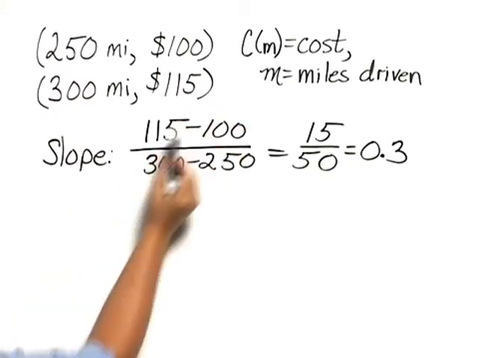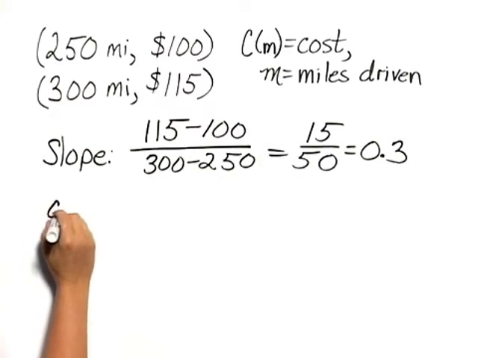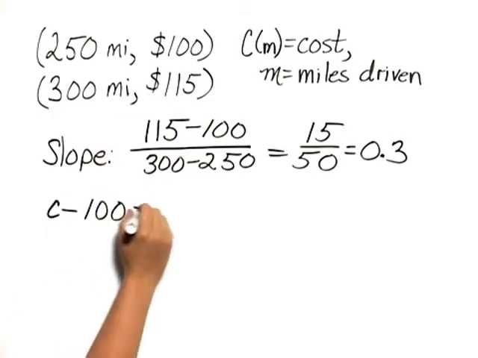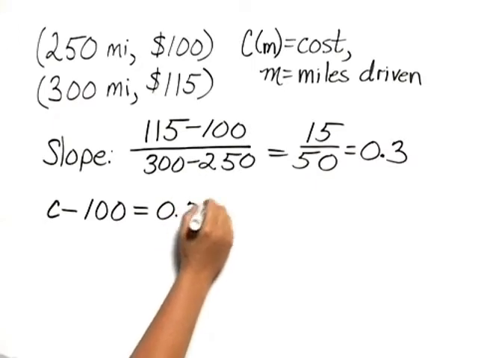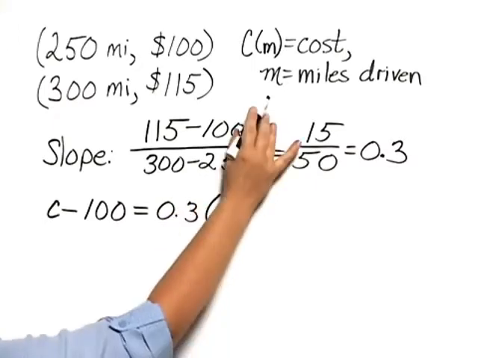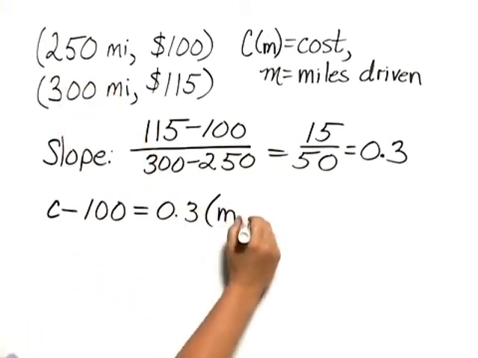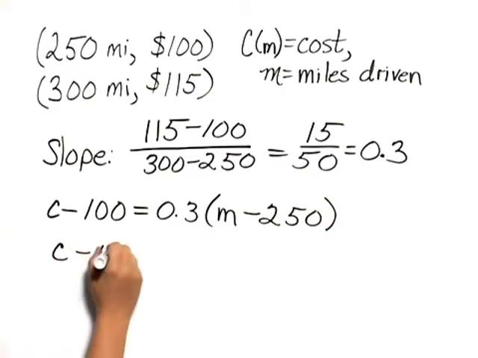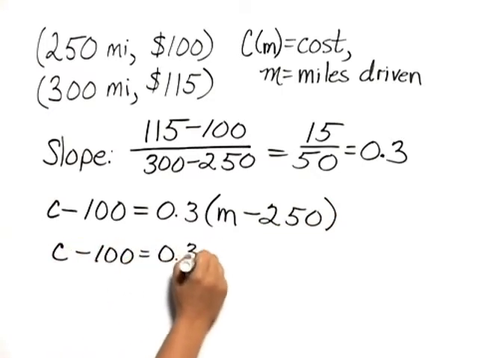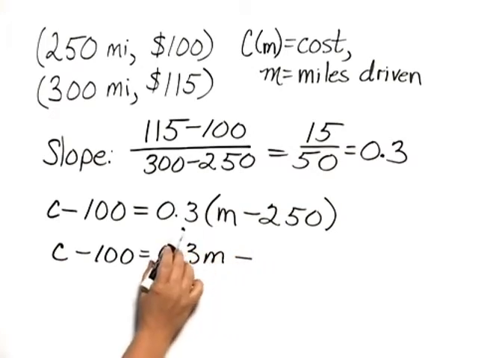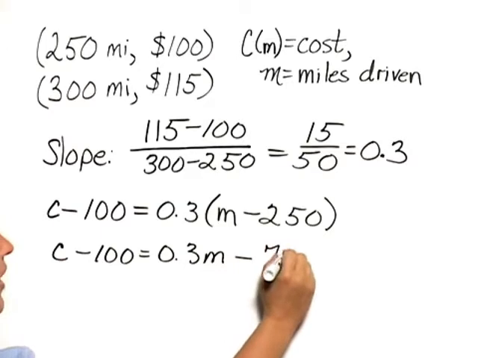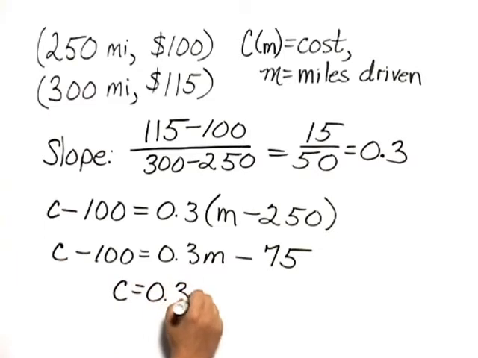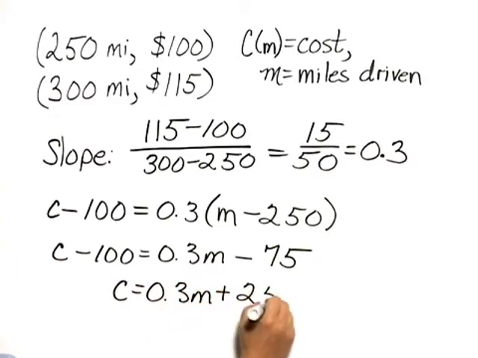So now we can write an equation, and we can use the point slope form, and we can use just C here for now instead of C of M to make it a little simpler. We have C minus, we'll use the first point, C minus 100 equals the slope, 0.3 times M, which would be the first coordinate here, minus 250. We have C minus 100 equals 0.3 M minus 0.3 times 250 would be 75. And then adding 100 to both sides, we have C equals 0.3 M plus 25.